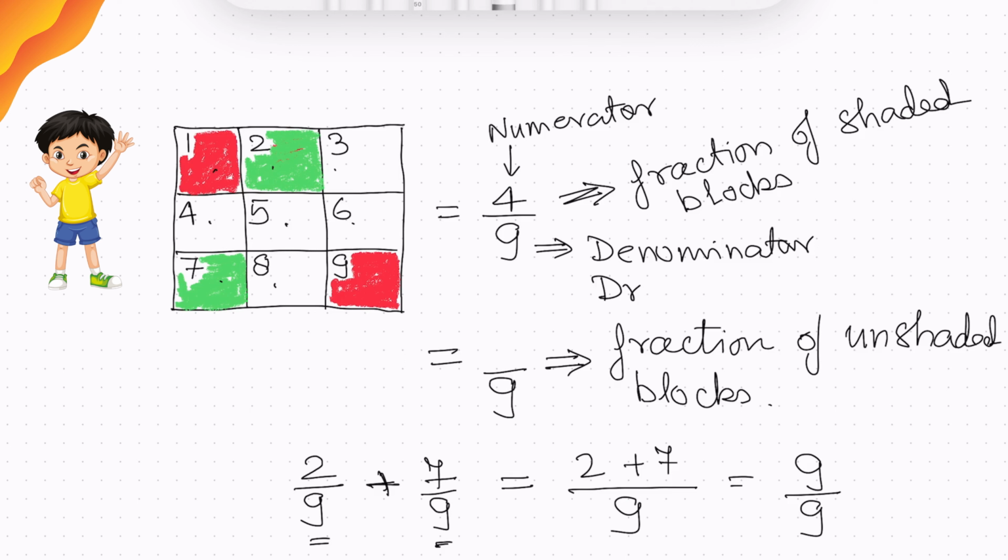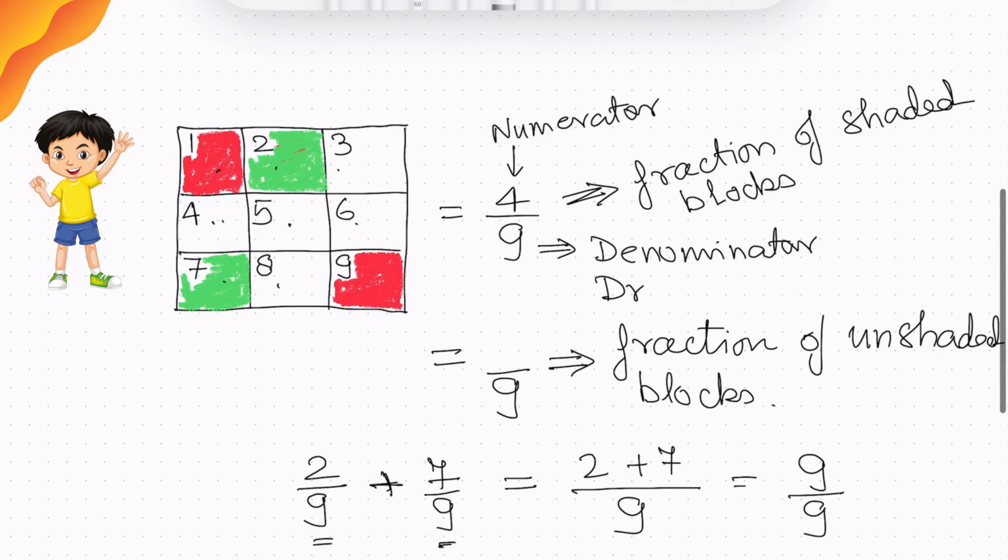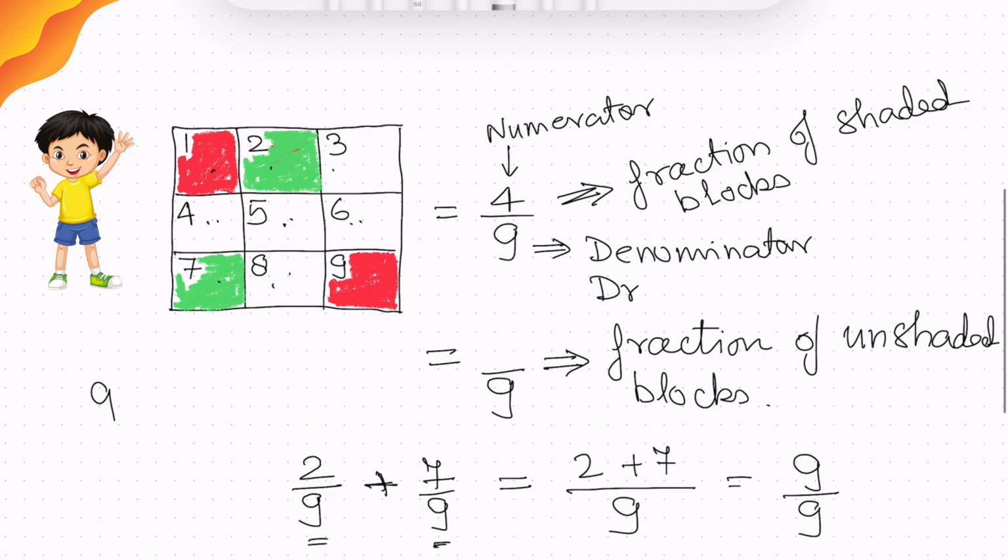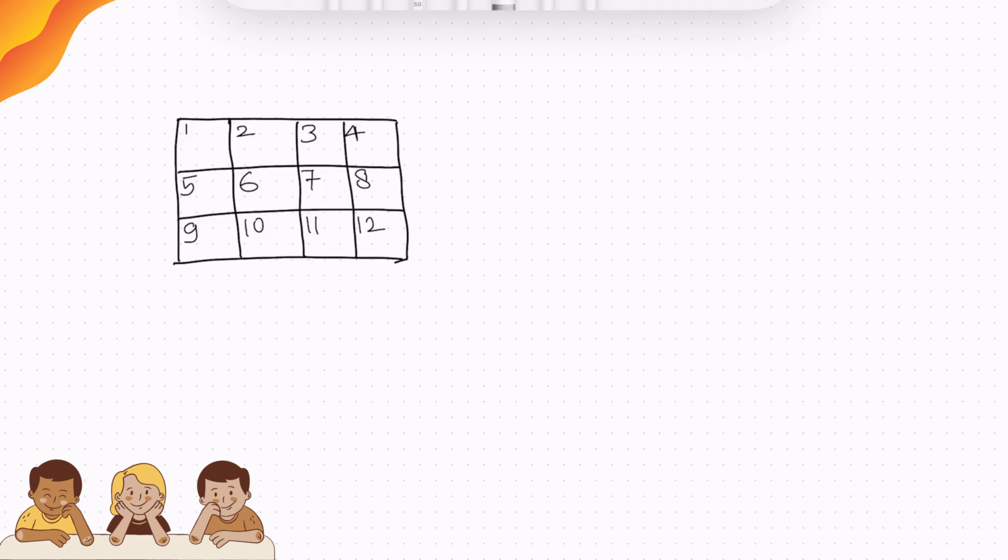Now if I ask you what is the fraction of unshaded, I don't have to count again. So there are two ways I can do. Either I can count 1, 2, 3, 4, 5, or I know the total number of blocks are 9, 4 are shaded, so 9 minus 4 is 5. So I can straight away write down 5 here, right? So this is another way. Okay, so let's take another example.